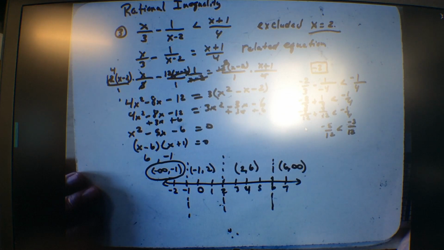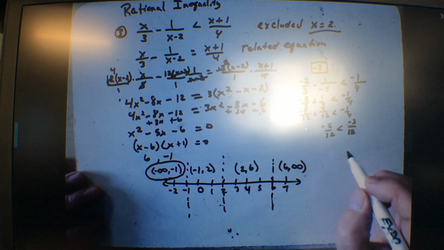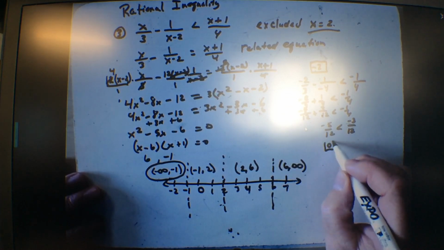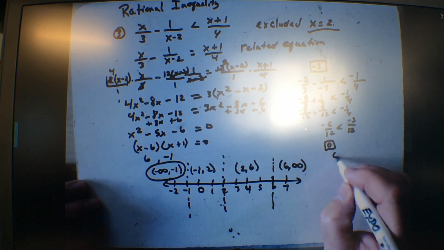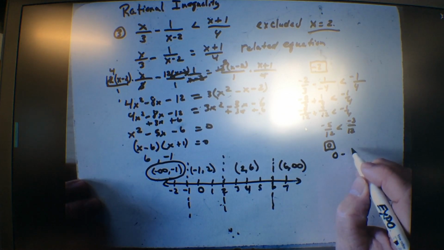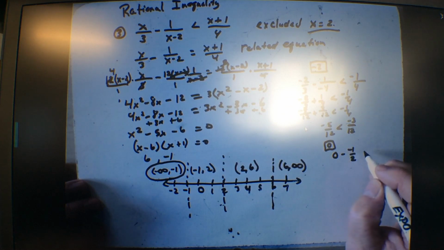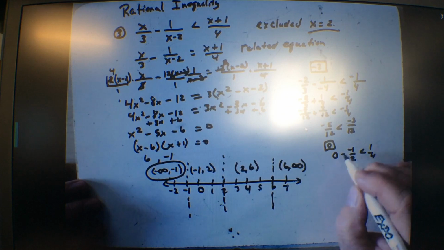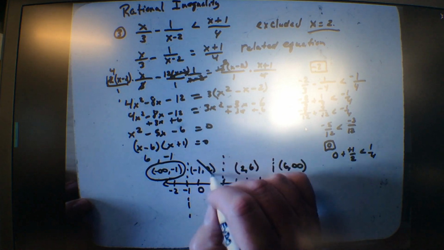Okay? All right, let's try another one. Let's put in 0, shall we? Why would I put 0 in? It's easy. So I put 0 in, I get 0 minus 1/2, is that right? Is less than 1/4. Is 1/2 less than 1/4? No. Cross it off.